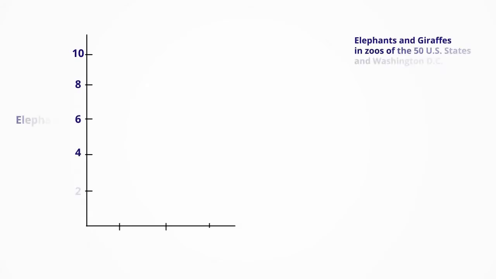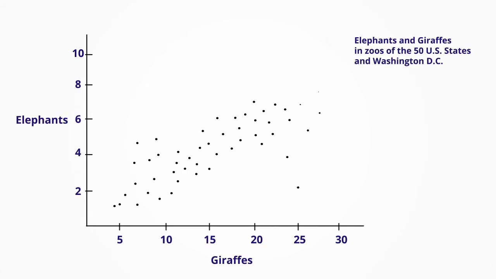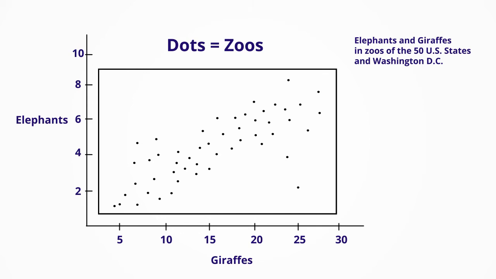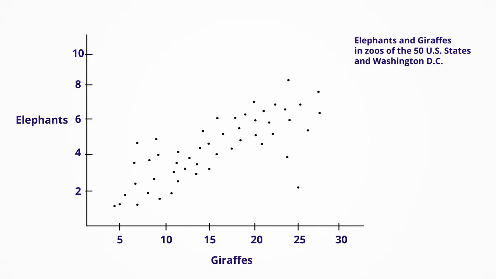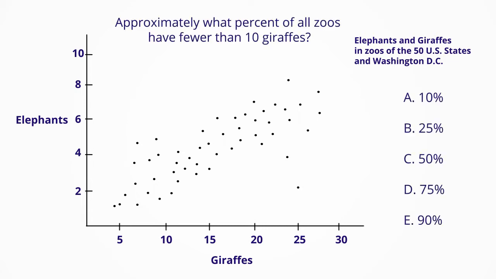The first graph that we are going to look at happens to be a scatter plot. It represents a relationship between the number of giraffes and number of elephants in the zoos in the 50 US states and Washington, D.C. So we have a total of 51 dots in this scatter plot on this graph. The question wants to know how many of them represent fewer than 10 giraffes in a zoo.